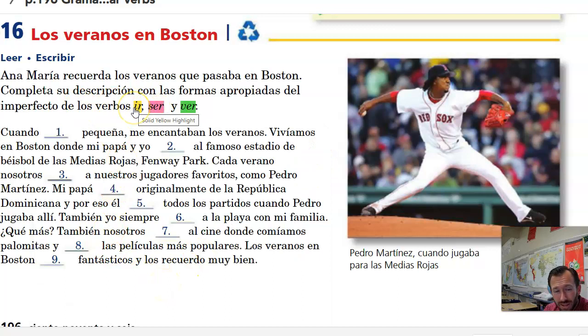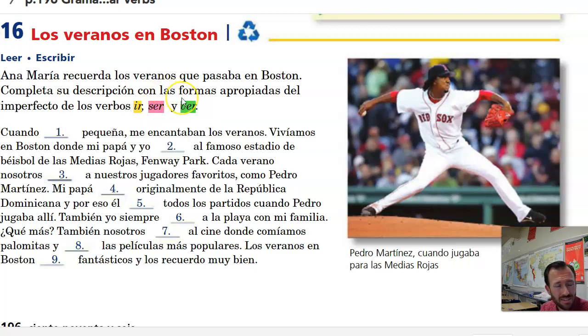So for the verb ir, it's probably going to be associated with a place, right? To go someplace. Or with another verb to say what you are going to do in the simple future. So our context clue for the verb ir is a location. For the verb ser, the verb to be, your context clue is going to be an adjective, describing what something used to be like in the past.